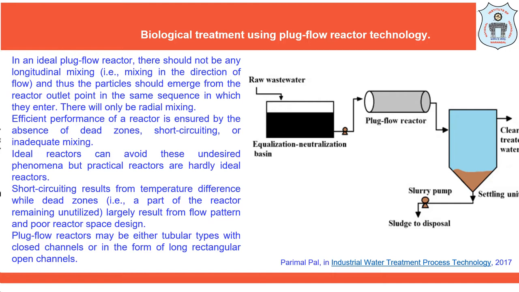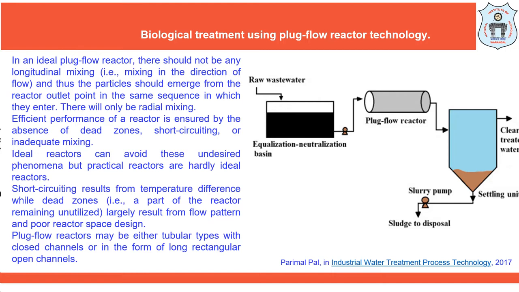These ideal reactors can avoid these undesired phenomena, but practical reactors are hardly ideal. Short circuiting will result in high temperature differences with dead zones, because some part of the reactor remains unutilized, largely as a result of flow pattern and poor reactor space design.